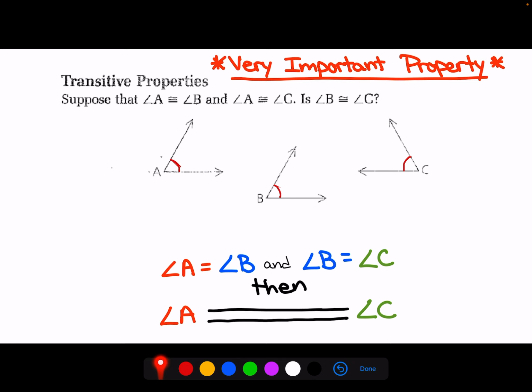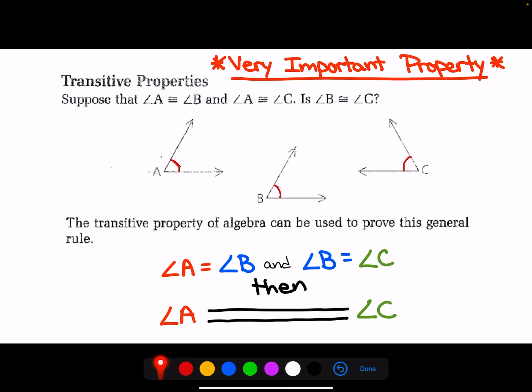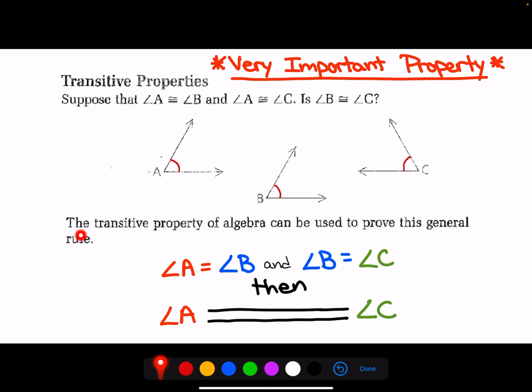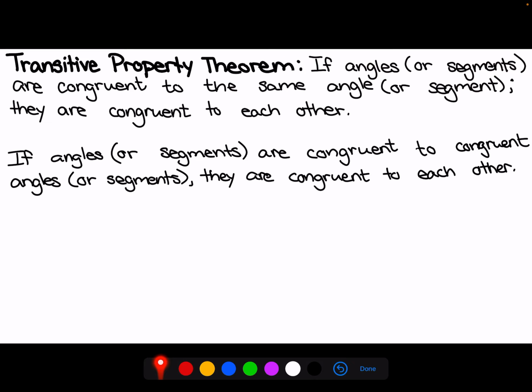So we have a theorem for the transitive property, and this is what it is. Sorry, I forgot to mention. The transitive property of algebra can be used to prove this general rule. So again, this is an algebra rule that we're carrying over and using in geometry, and it still works because we're still dealing with some algebra in this. So the transitive property theorem is if angles or segments are congruent to the same angle or segment, then they are congruent to each other.